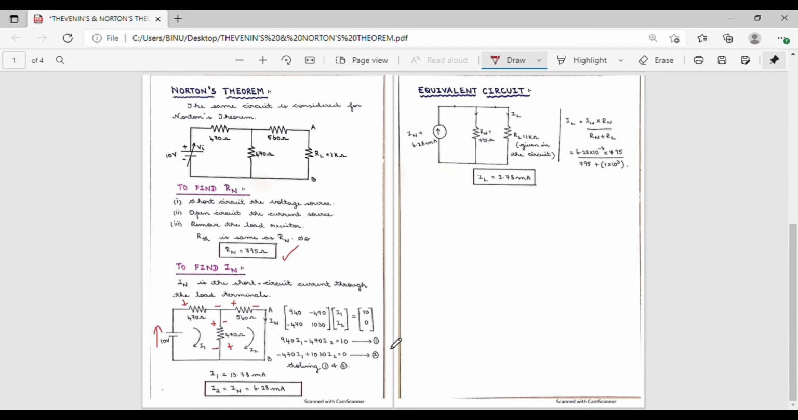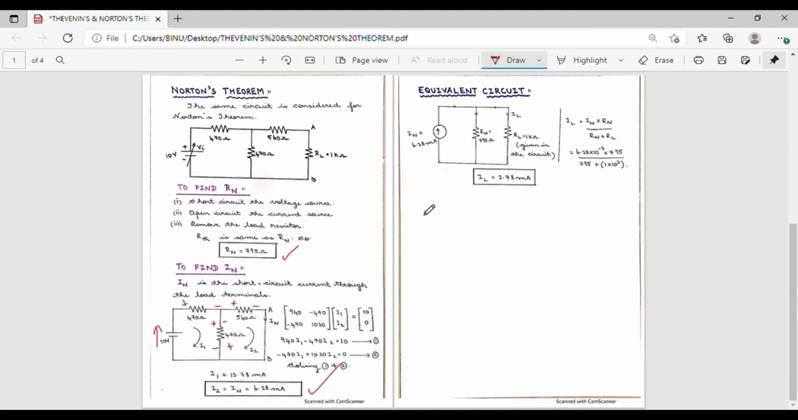Our ultimate aim is to find the Norton's current IN. The value of IN is equal to the current that is flowing in the second loop. The current I2 is equal to IN, which is equal to 6.28 milliamps. The value of Norton's current is found to be 6.28 milliamps.